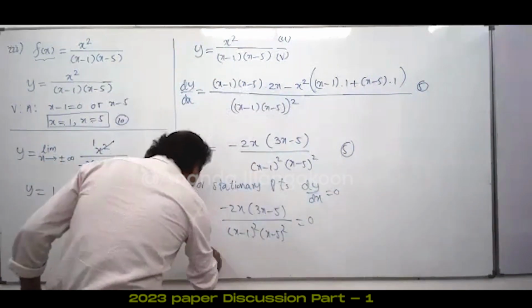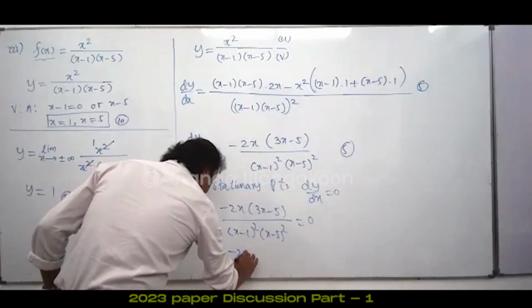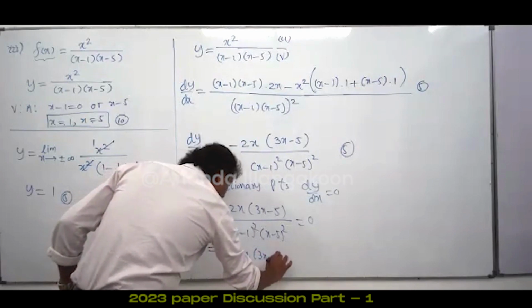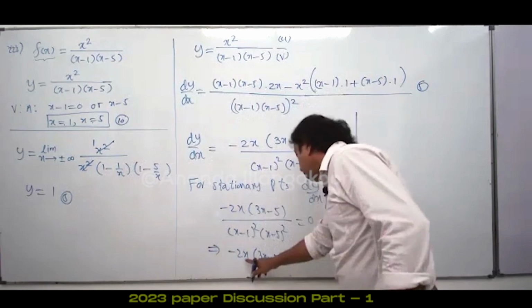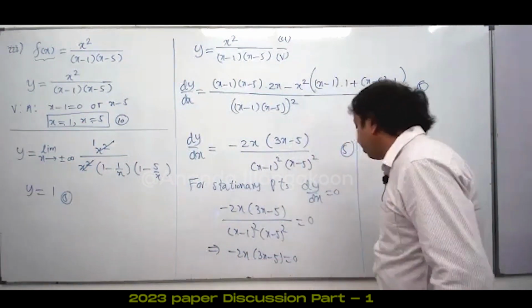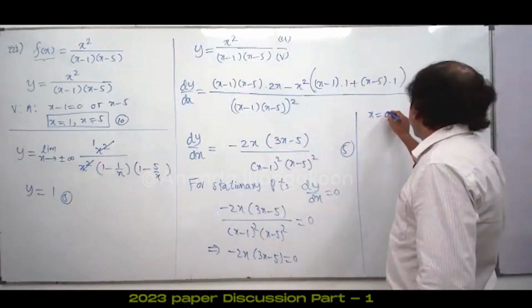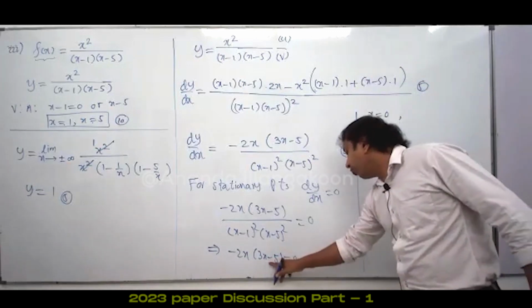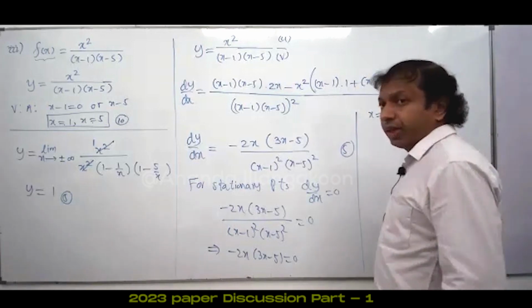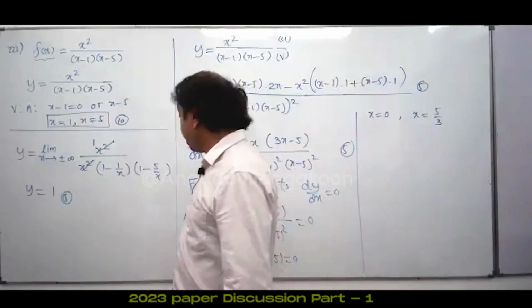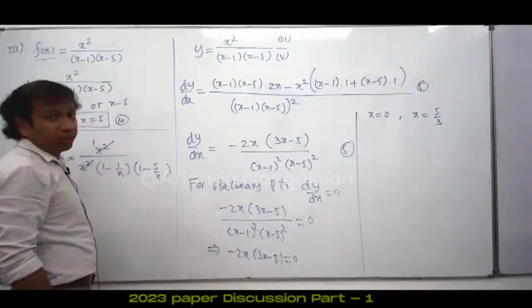This implies minus 2x times 3x minus 5 equals 0. That says x equals 0 or 3x minus 5 equals 0. That directly gives us x equals 0, and 3x minus 5 equals 0 means x equals 5 by 3. There are two stationary points with x coordinates 0 and 5 by 3.